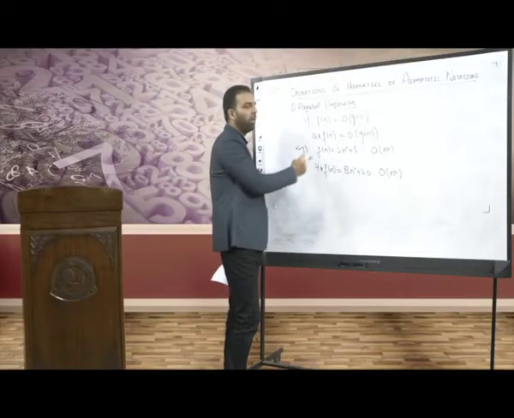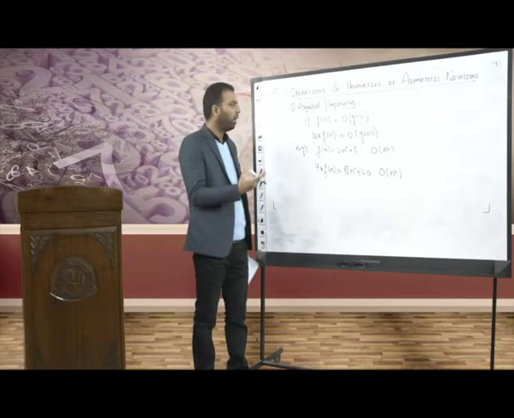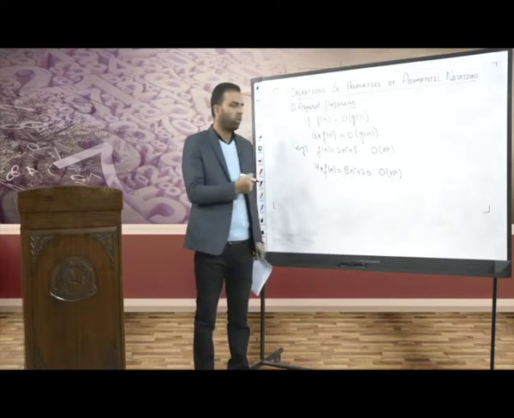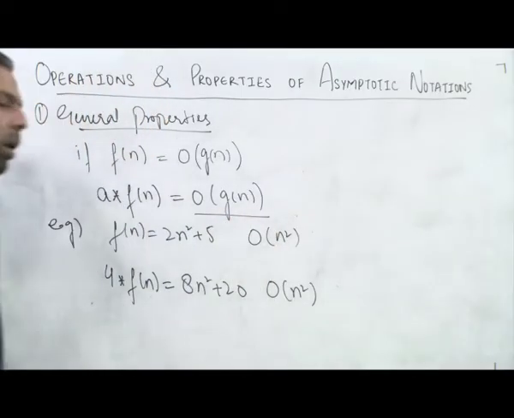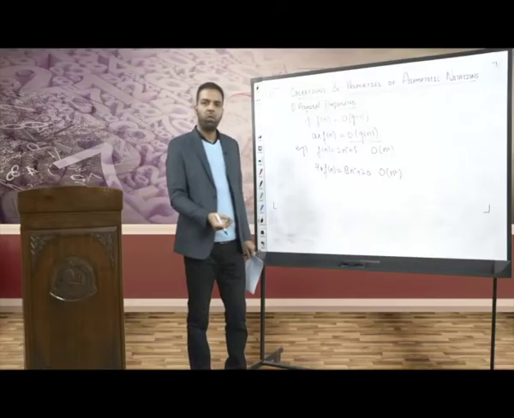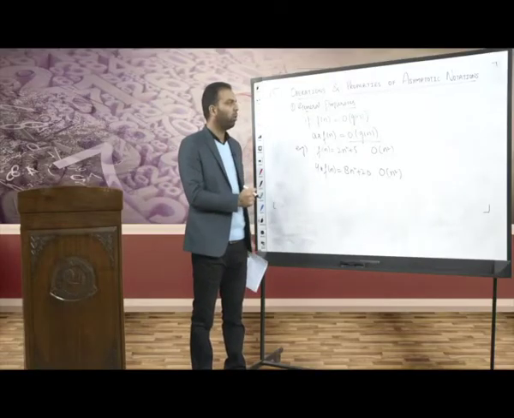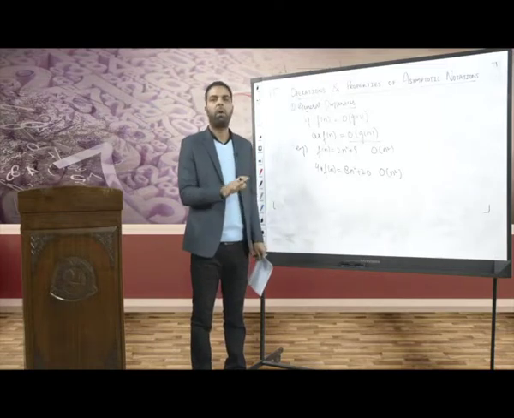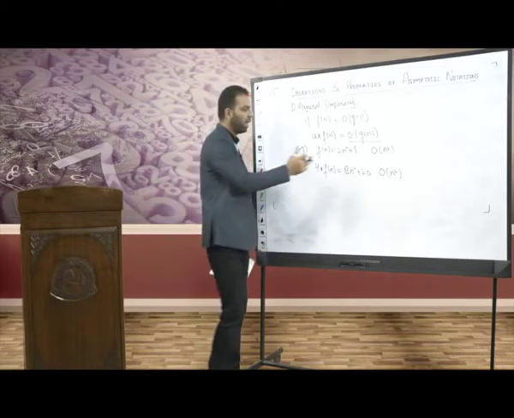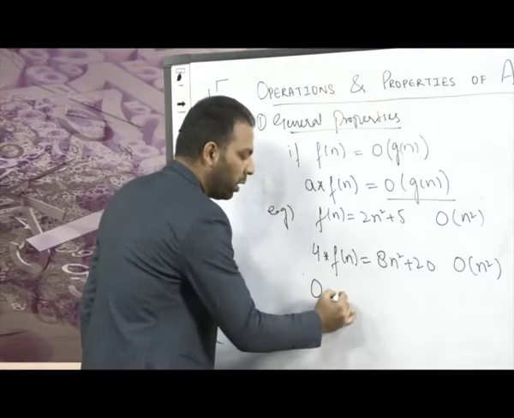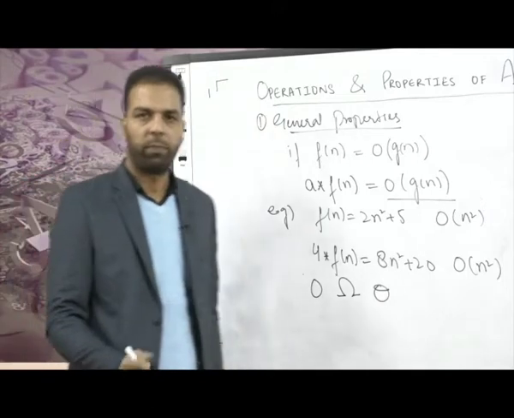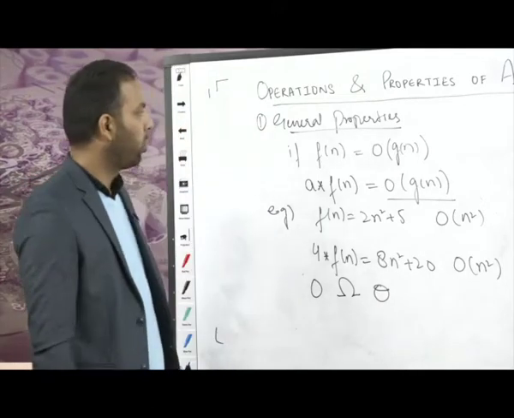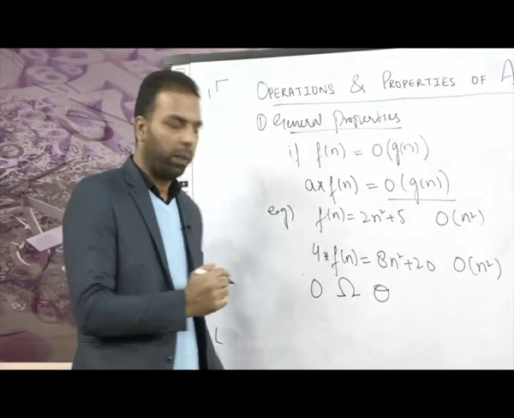If we have f of n which is of the order g of n and we multiply f of n with some constant, it will still remain of the same order, means the order will not change. Now this general property applies to all three of the notations, means all three bounds, the lower bound, the upper bound and the tight bound. That means this applies to big O, this applies to omega, and this also applies to your theta notation. Fine. So now we will see another property.